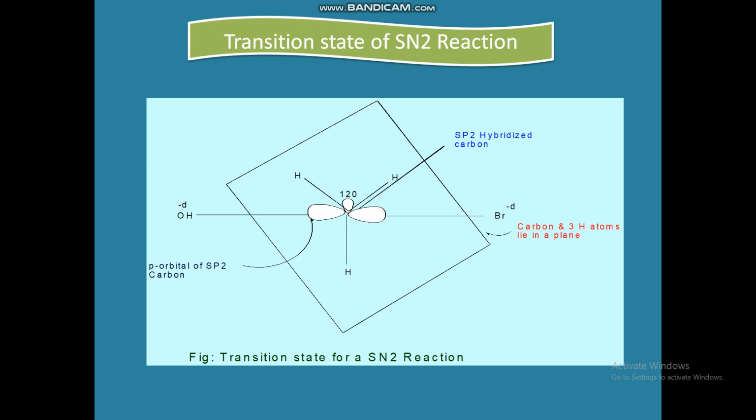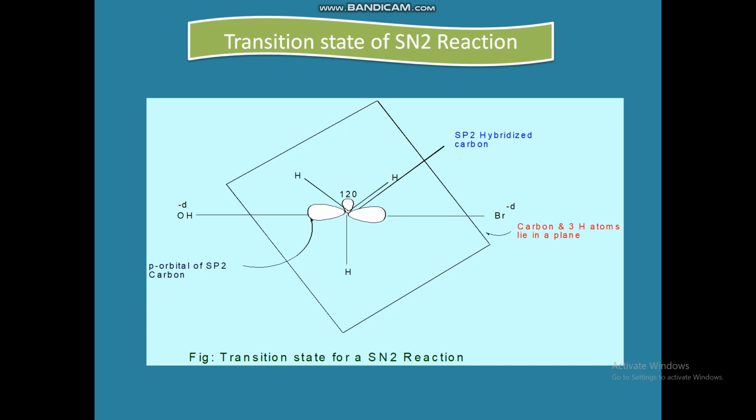Transition state of SN2 reaction. You see this is the transition state diagram for an SN2 reaction. In the transition state, the central carbon atom becomes sp2 hybridized, and the three hydrogen atoms attached to it lie in a plane with mutual bond angles of 120 degrees. The OH group and the bromine atom are partially bonded to each lobe of the p orbital, which is perpendicular to the plane of the three hydrogen atoms.